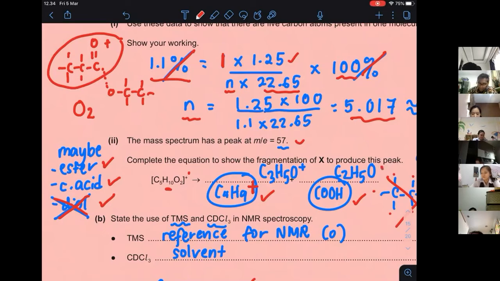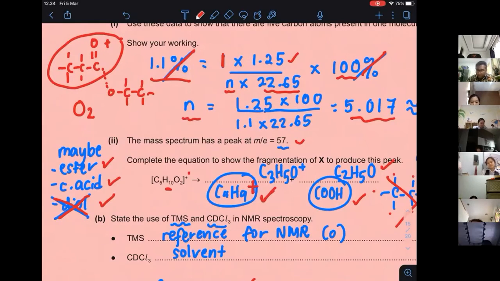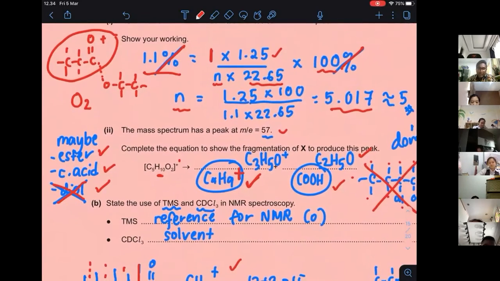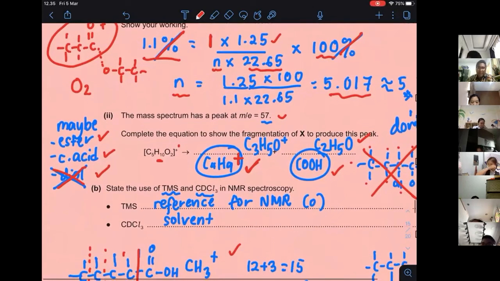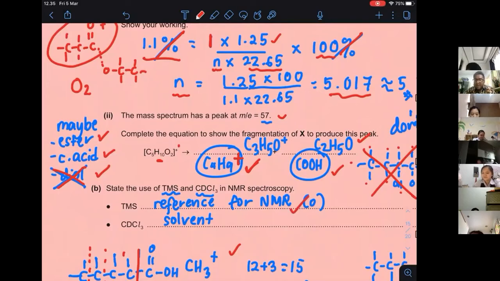If you give it in this form, this is the one that they took in the marking key. If you answer in this way, it's also fine, they didn't specify. State the use of TMS and CDCl3 in NMR spectroscopy. TMS is the reference for NMR, so it's going to give you the 0.0, and then CDCl3 is going to be the solvent. So you just put it as solvent.